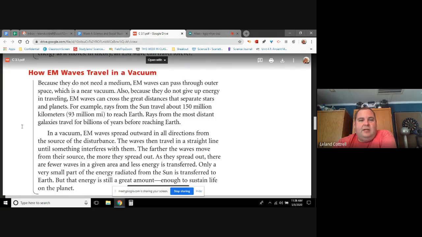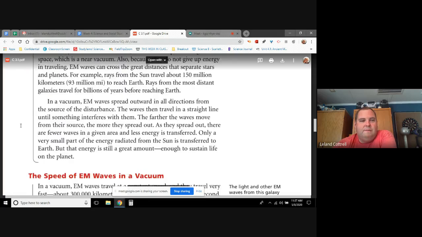Because they do not need a medium, EM waves can pass through outer space, which is a near vacuum. Also, because they do not give up energy in traveling, EM waves can cross the great distances that separate stars and planets. For example, rays from the sun travel about 150 million kilometers or 93 million miles to reach Earth. Rays from the most distant galaxies travel for billions of years before reaching Earth.